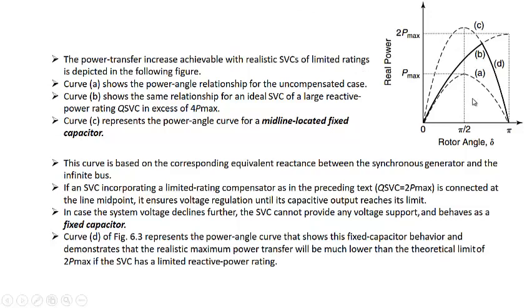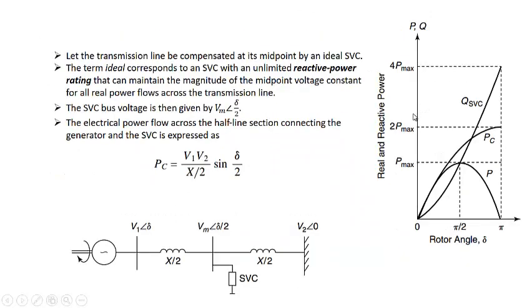Now curve A here shows the uncompensated system. We'll assume the same system, a single machine infinite bus system, and we are using an SVC, or we can say a compensator, at the middle of the line. But this compensator is now not an ideal one. It is a non-ideal or practical one, which has some reactive power limit. In this case, we assume that its reactive power limit will be twice Pmax.